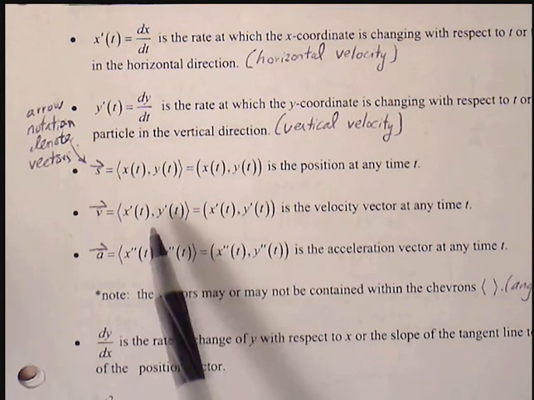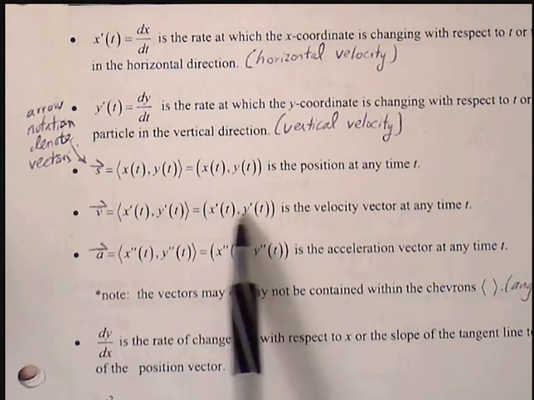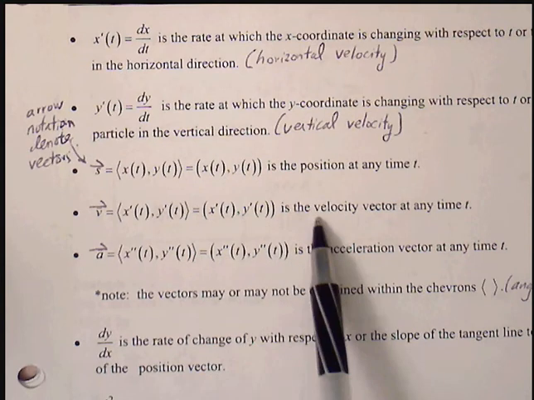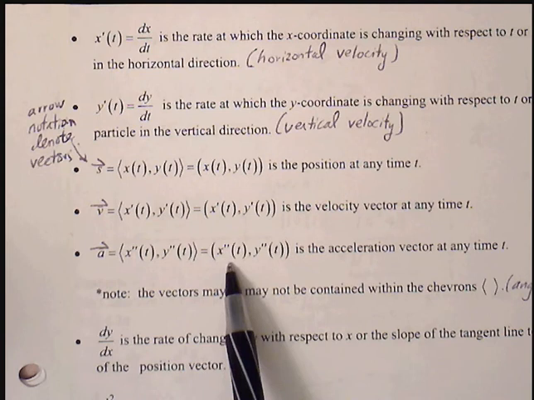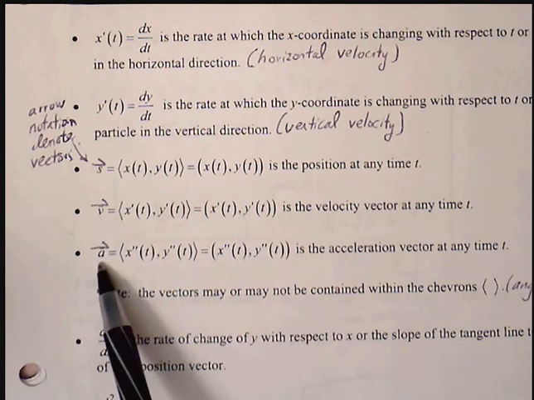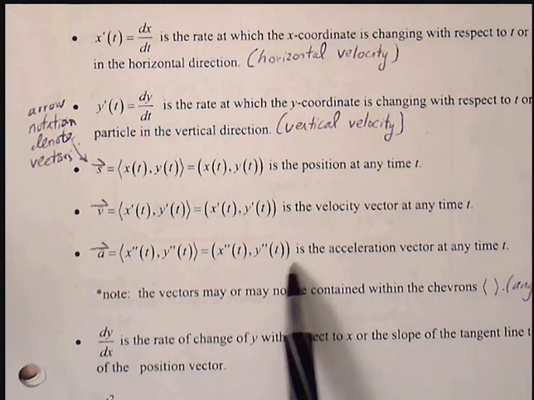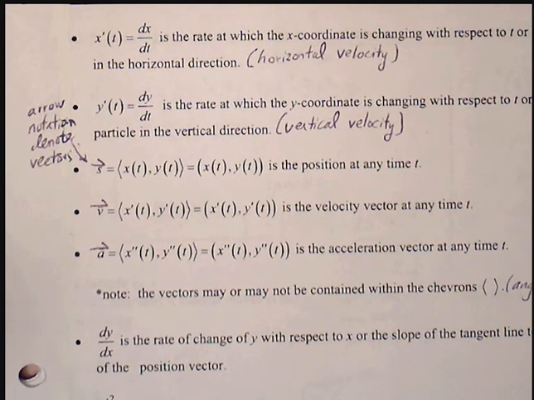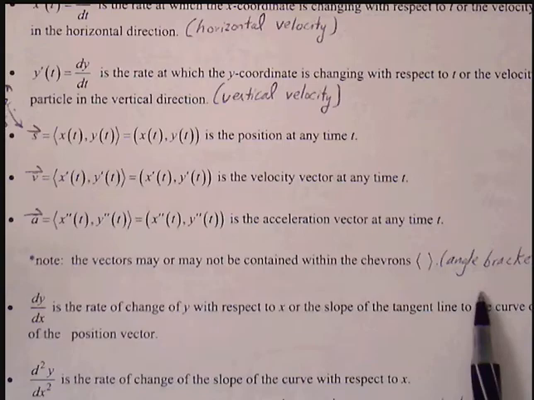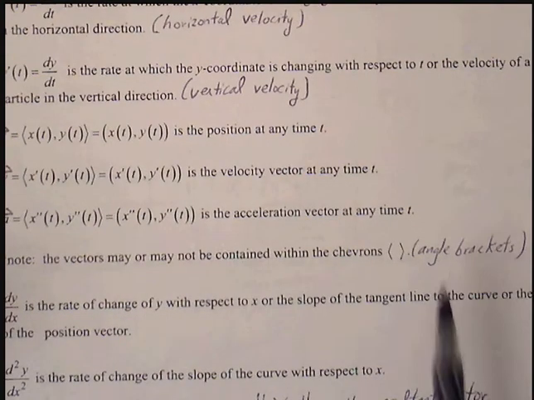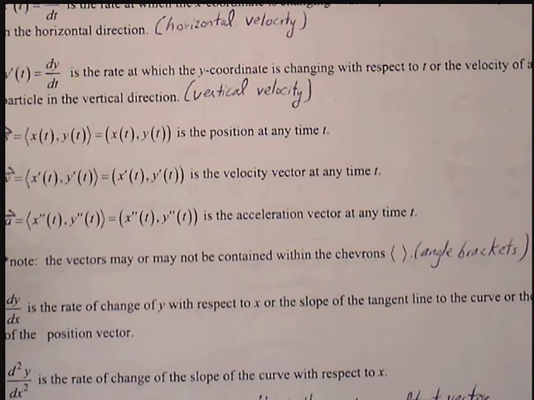And the velocity vector or velocity components of x prime of t and y prime of t, this will represent the velocity vector at any time t. And then x double prime of t, y double prime of t, represented by the vector a, would be the acceleration vector at any time t. And the vectors can be contained using parentheses, or sometimes you may see these chevrons or these angle brackets to give as notation.